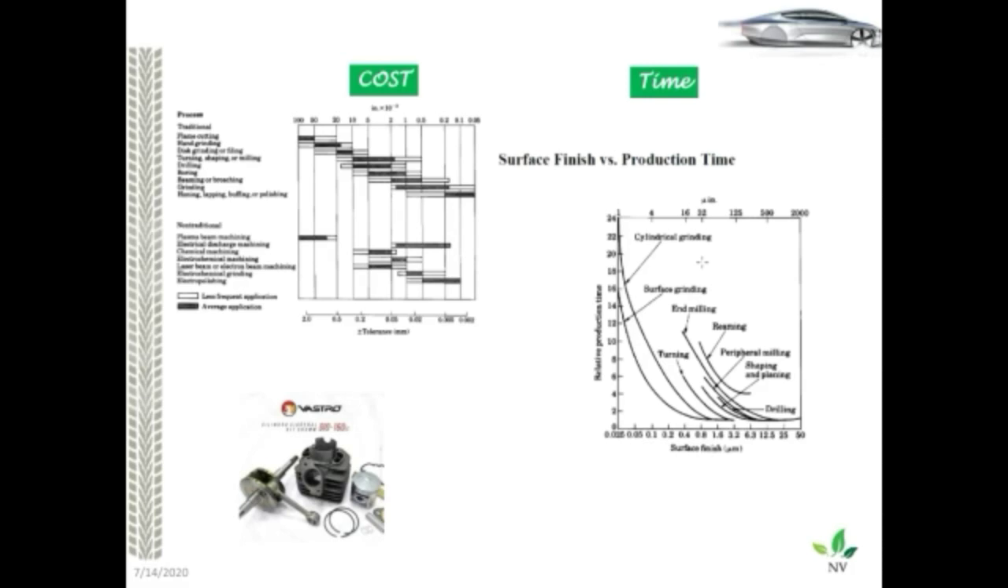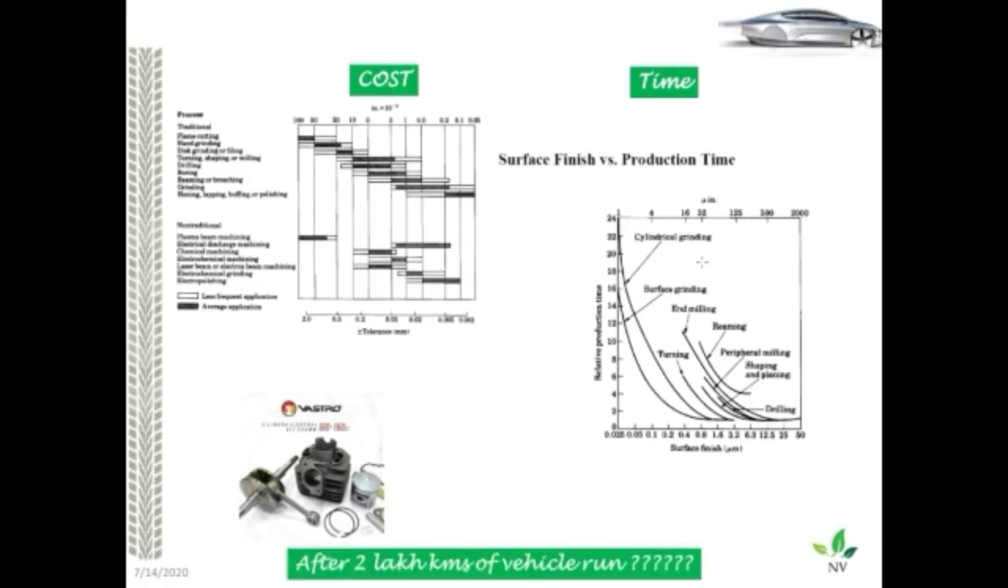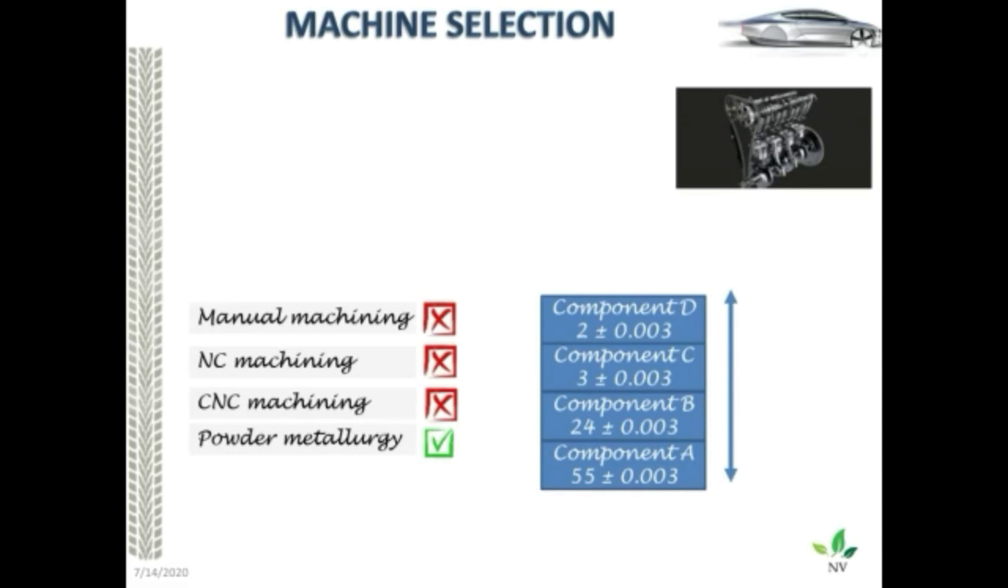Just think about producing 1000 components per day, where time is an important factor. Lots of components are produced across the globe to make one engine. So hundreds of components have to be produced. Then another important point: after 2 lakh kilometers of running on the road, what happens to this component? Cost and time have been invested, but after 2 lakh kilometers, whether it can fulfill the same demand, let us see that.